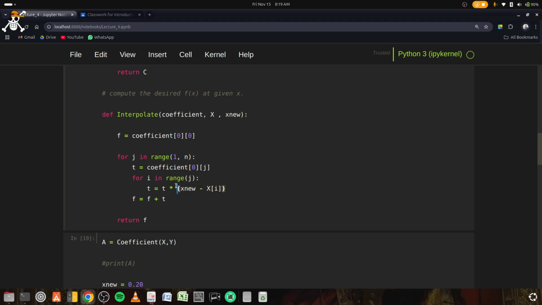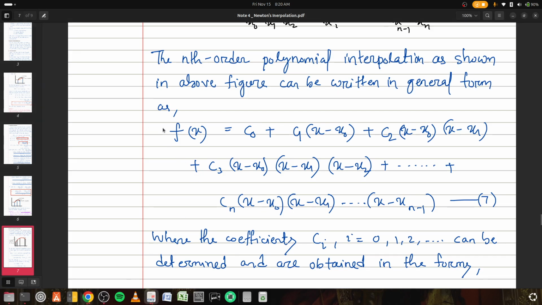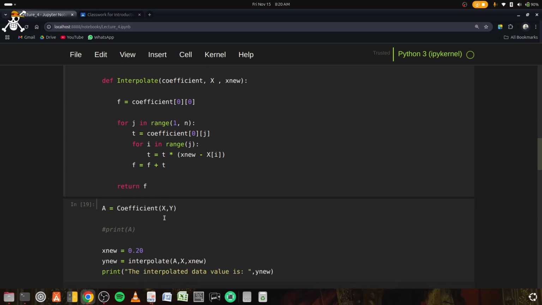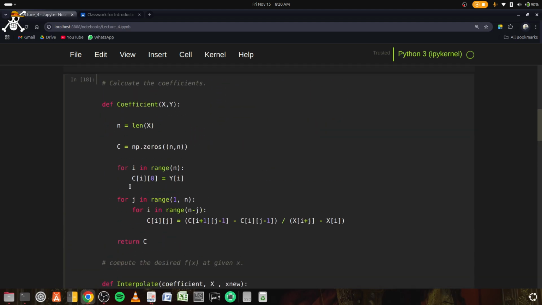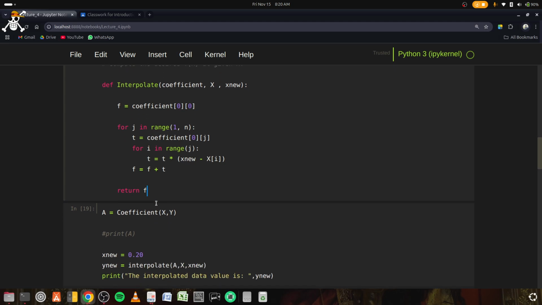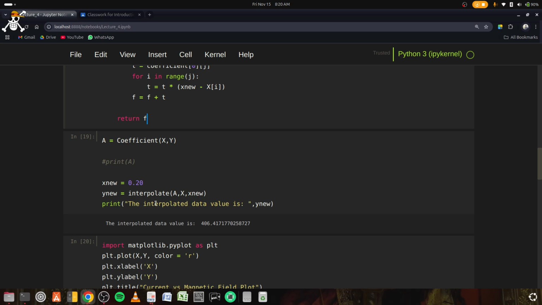So here we are multiplying them again and again in the for loop, x new minus xi, and then we are adding all of them together at the end, and we are returning the function. This function f of x we are returning. So just put the values of i and j, take an example, and then you will realize what is happening here. So here you get the coefficient matrix, and then you find the interpolating polynomial or interpolating function. You get everything.